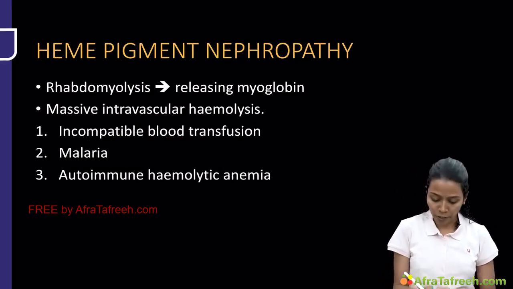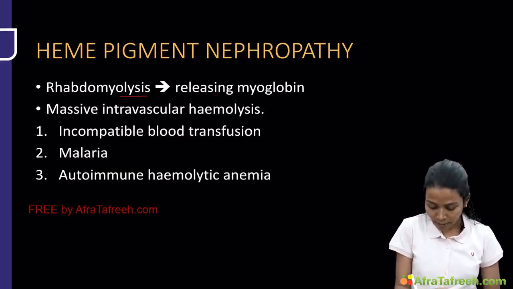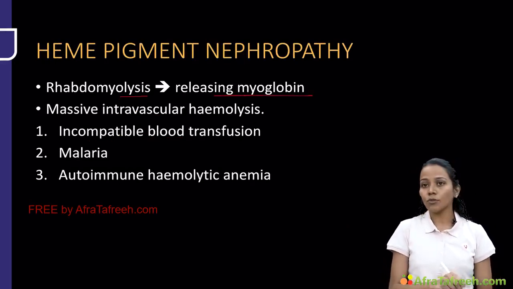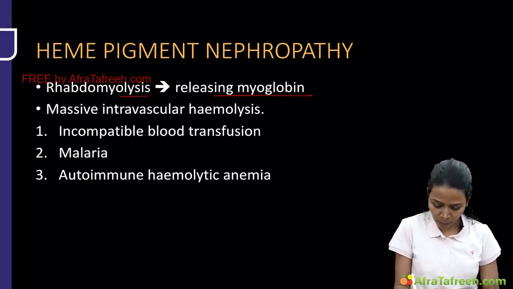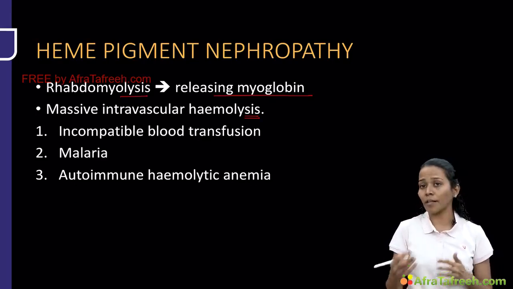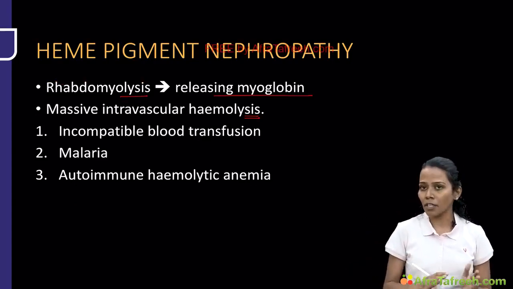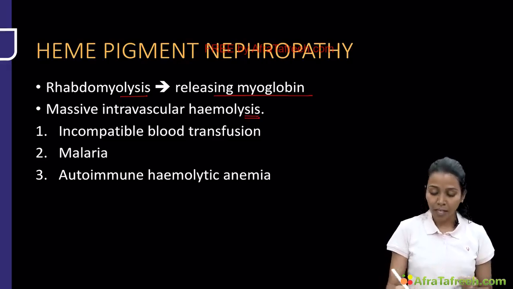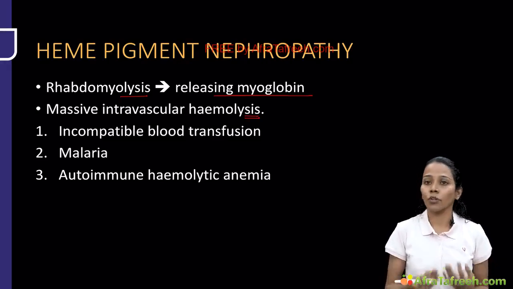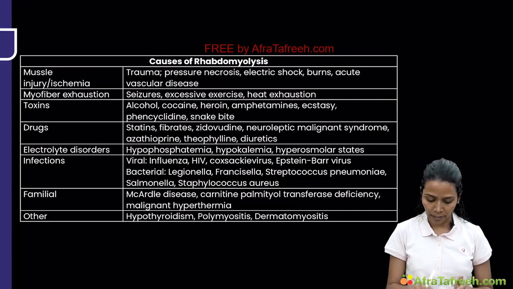Now coming to the next section, which is heme pigment nephropathy. What happens is there is going to be rhabdomyolysis, that is releasing the myoglobin, or there's going to be massive intravascular hemolysis. So it is going to be either myoglobin or hemoglobin. Okay, this massive intravascular hemolysis can happen in incompatible blood transfusion, autoimmune hemolytic anemia, or malaria.